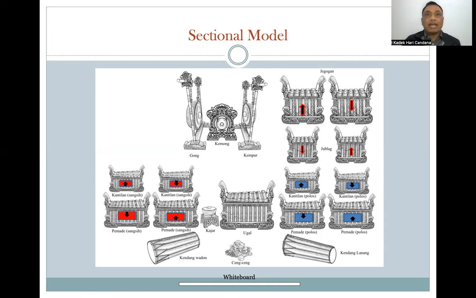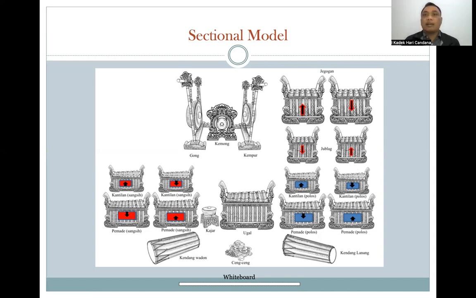A few weeks after the application of this model, some challenges appeared. The Kantilan players said that they could not see the notation written on the right board, since the Pemade players blocked their view. The same issue also occurred in the previous classical layout.